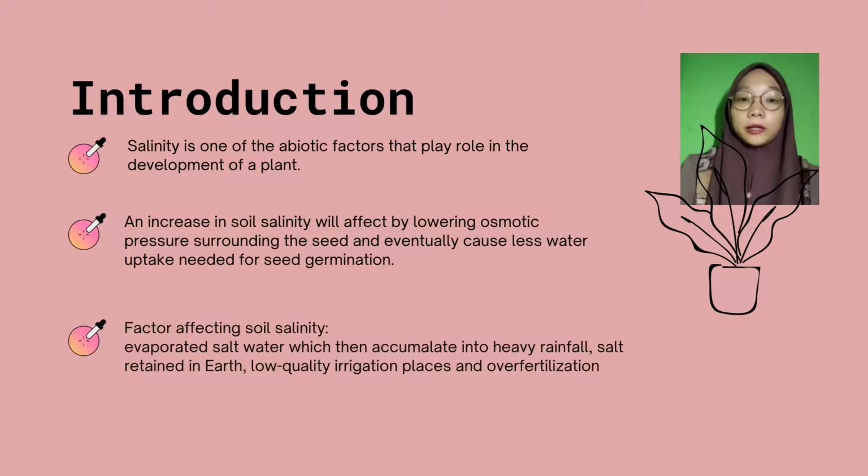Salinity is one of the abiotic factors that play a role in plant growth and development. An increase in salinity can lower the osmotic pressure surrounding the seed and eventually cause less water uptake, which is needed for seed germination. The factors contributing to these issues are evaporated salt water, which then accumulates into heavy rainfall, salt retained in earth, low quality irrigation, and over-fertilization.